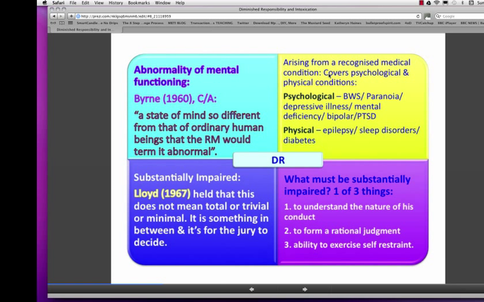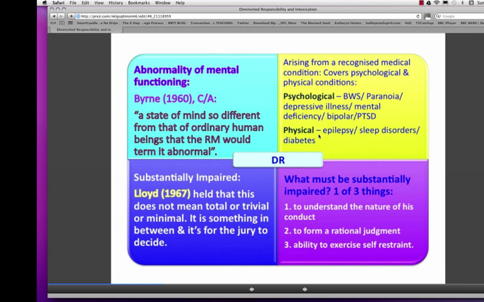Examples of psychological conditions being things like battered women's syndrome, paranoia, depressive illness, mental deficiency, bipolar, post-traumatic stress disorder. Why don't you pause the video here and just remind yourself of some of the leading cases next to some of those conditions. Can you remember the leading case for battered women syndrome, for example, or paranoia, or post-traumatic stress disorder?